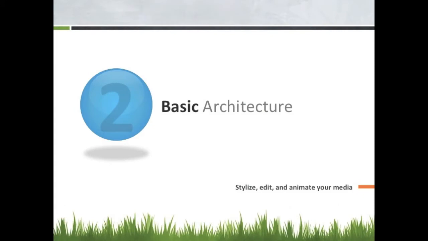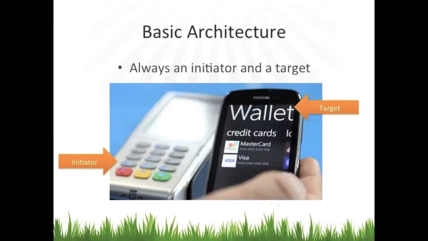Now that we have a basic understanding of what NFC is, I'm going to talk a little bit about the basic architecture behind it. One of the key things about NFC is that there's always an initiator and there's always a target. The initiator is the one that actively generates the RF field, or radio frequency, that can power a passive target. This enables NFC targets to take a very simple form factor such as tags, stickers, key fobs, etc.